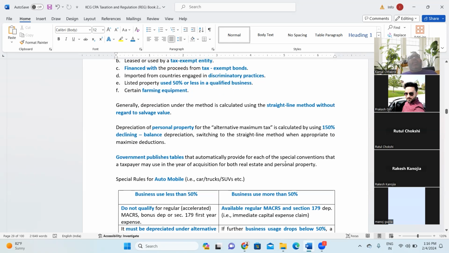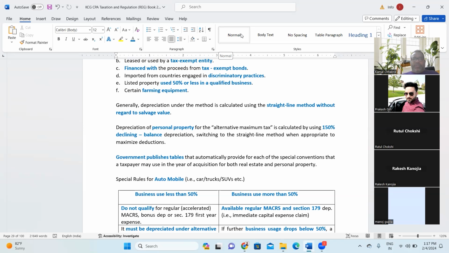So normally, the alternative minimum tax depreciation method is the straight line method, except for MACRS, right? Depreciation of personal property for alternative minimum tax is calculated using 150% declining balance depreciation, switching to the straight line method when appropriate to maximize the deduction. The government publishes tables that automatically provide for each of the special conventions that a taxpayer may use for the year of acquisition for both real and personal property.